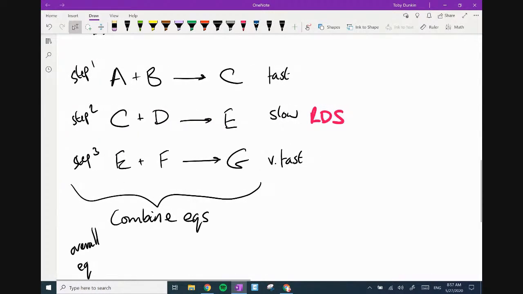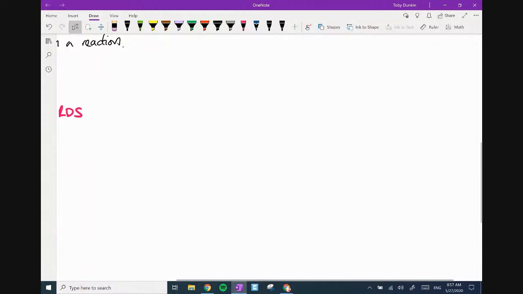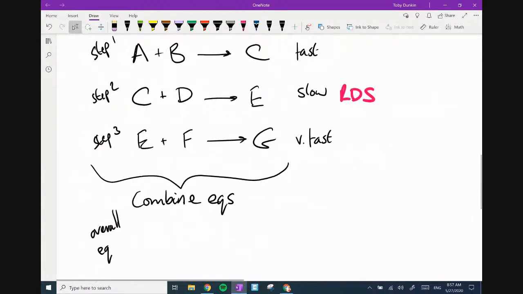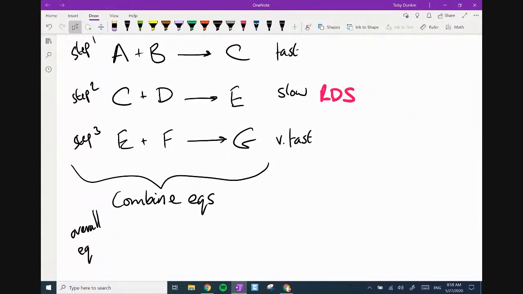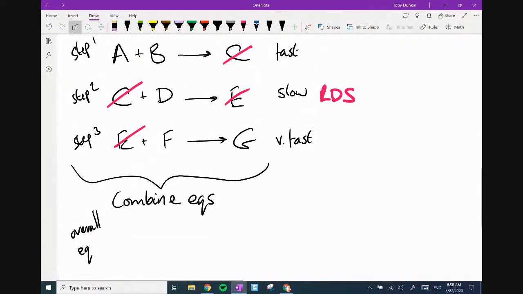I still haven't had anyone post the overall equation. Let's have a look at it. C got made and then destroyed in step 2. D produced E. E was then destroyed in the next step. So the overall equation for this reaction is A plus B plus D plus F.